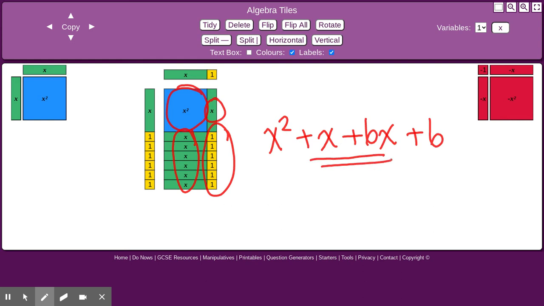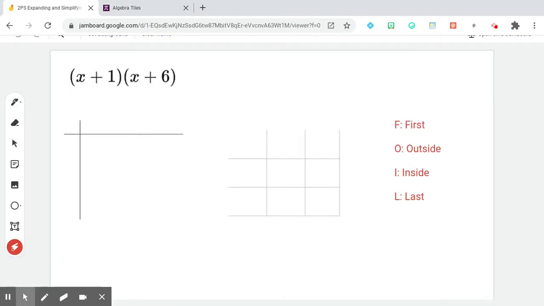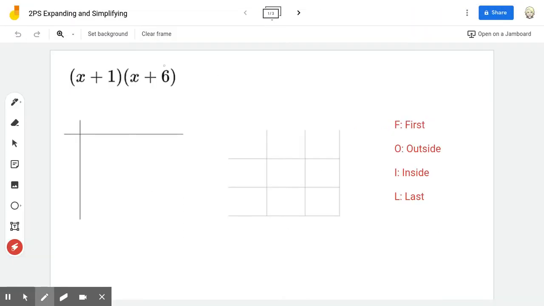These two in the middle are like terms. Those green rectangles are like terms. So we have to collect those like terms and put them together. So we get x squared plus 7x plus 6. So that's how we use algebra tiles, and that's one way to do expanding and simplifying. We can also draw them if we don't have an interactive website like this.